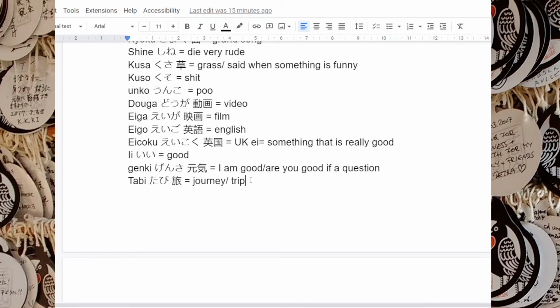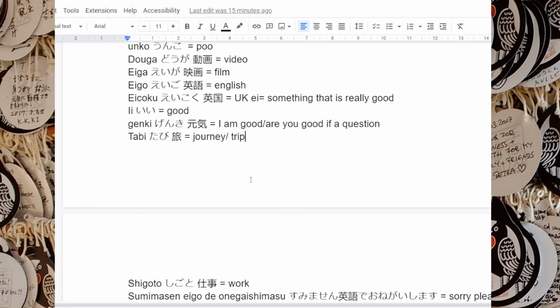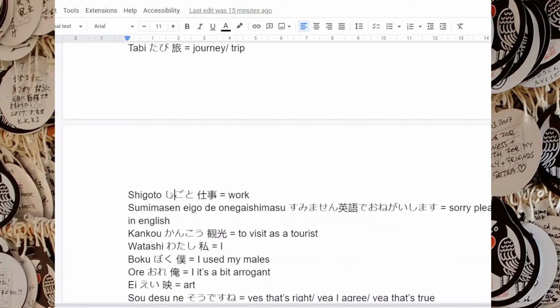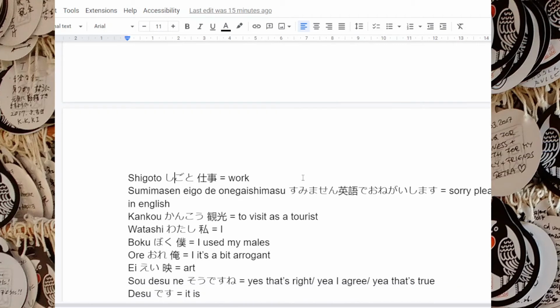Happy. Now this is to go on a journey or a trip. Shigoto. So that is work. There we have another phrase which I'm going to get to.